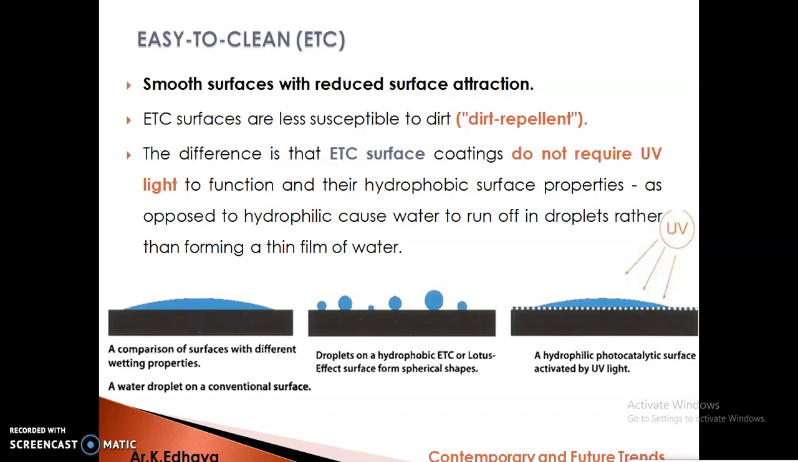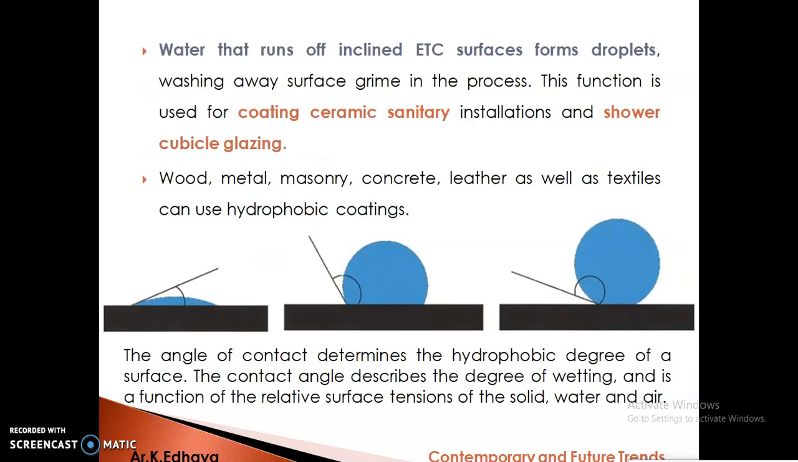It does not require any UV light to function, just like before, and it also has hydrophobic surface properties. So if you have any water sprayed on that, it will not form a film of water, rather it will run off as droplets itself, and those droplets again will take off the dust and move. The water runs off on any inclined ETC surface and forms droplets, and it will wash off all the dust which is coated over.